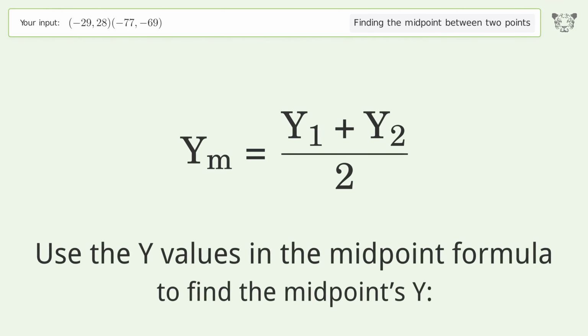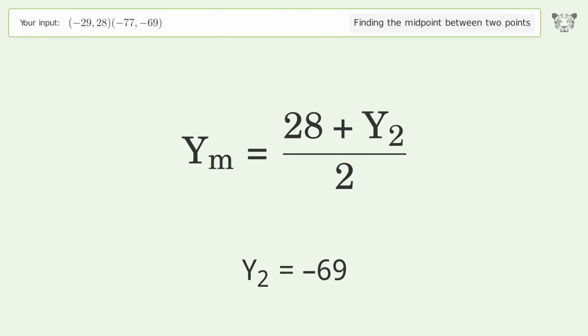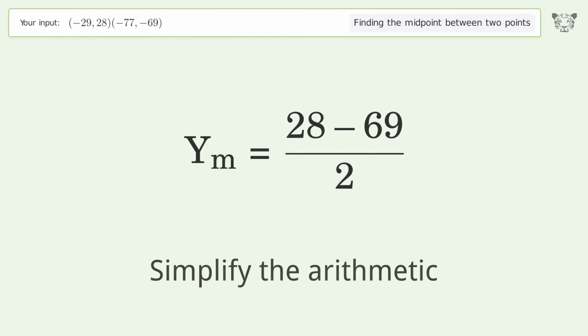Use the y values in the midpoint formula to find the midpoint's y. y1 equals 28. y2 equals -69. Simplify the arithmetic.